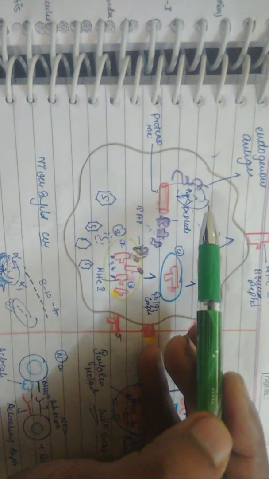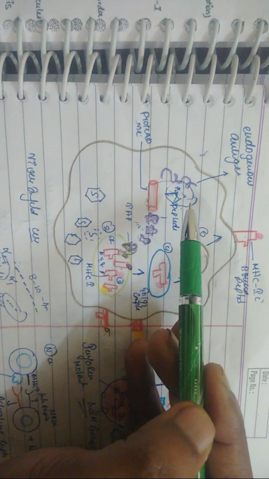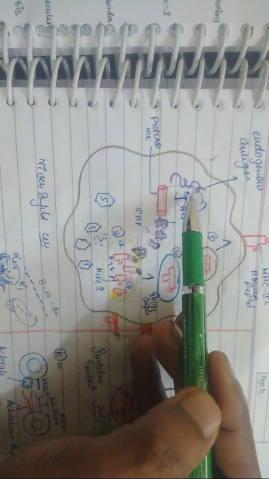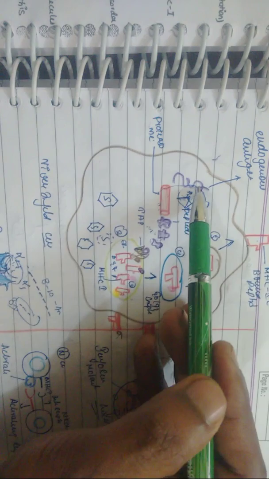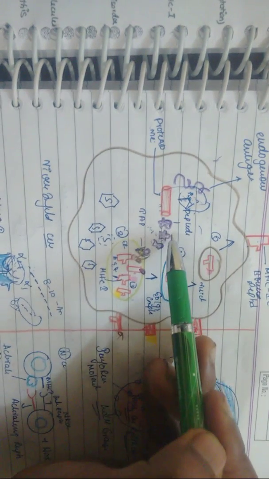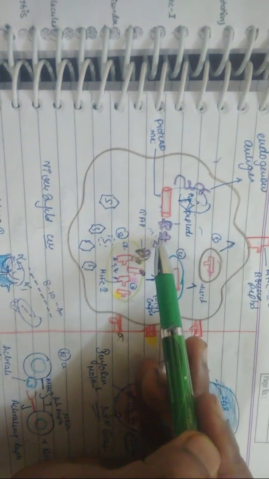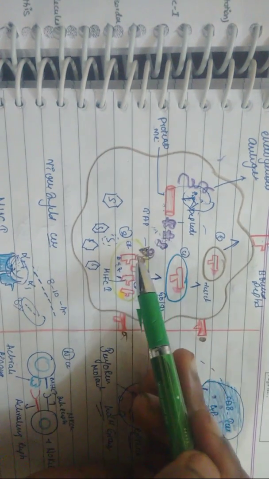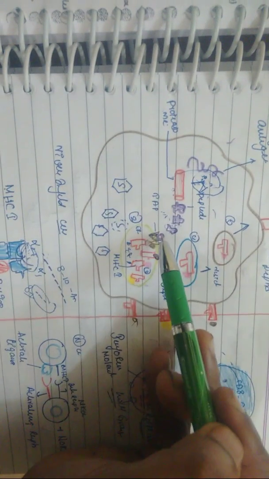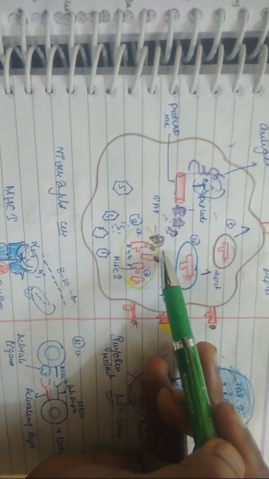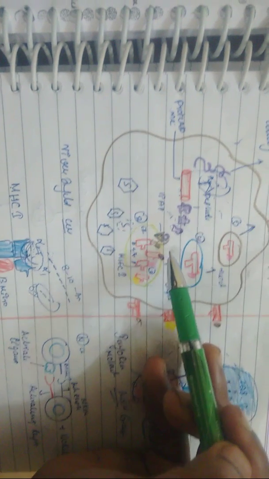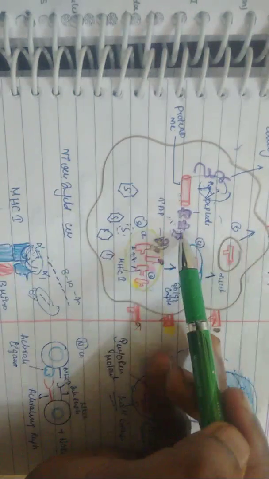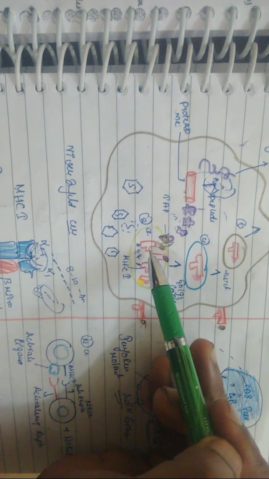I repeat once again, we started speaking about endogenous antigen processing. You have an endogenous antigen, for example a virus present in the cell, and this virus enters the proteasomes and is broken down into small proteins. The small proteins present in the cytoplasm enter the endoplasmic reticulum through a TAP. What is TAP? It is a gate known as the transporter for antigen presentation. Its function is to move the antigen present in the cytoplasm to the endoplasmic reticulum.